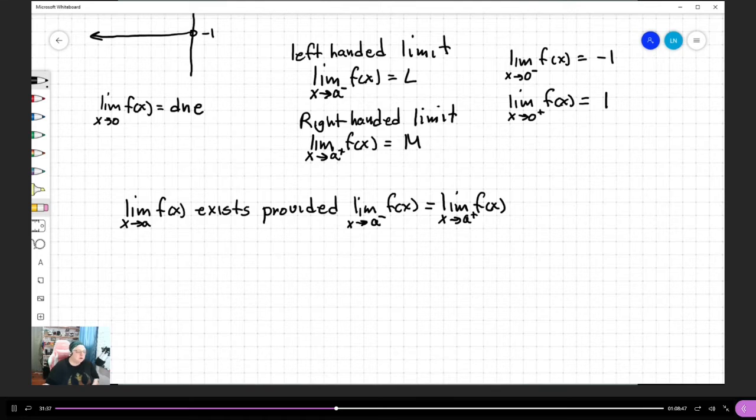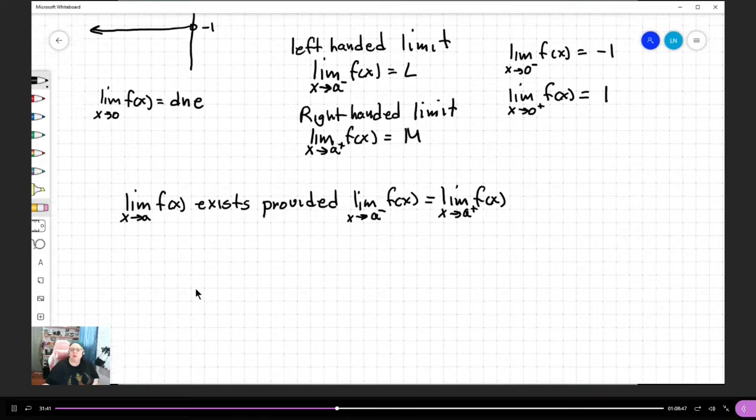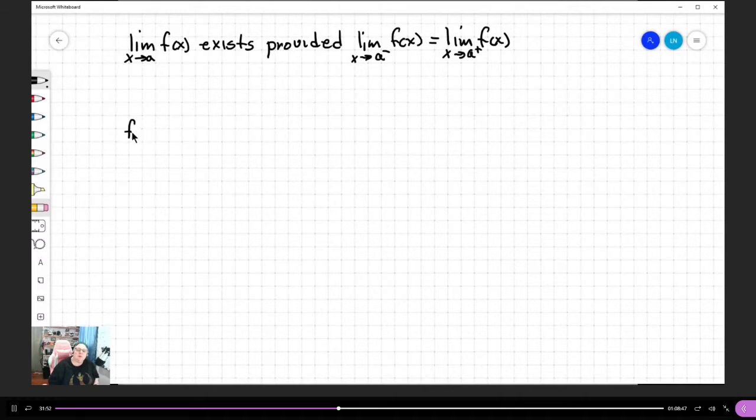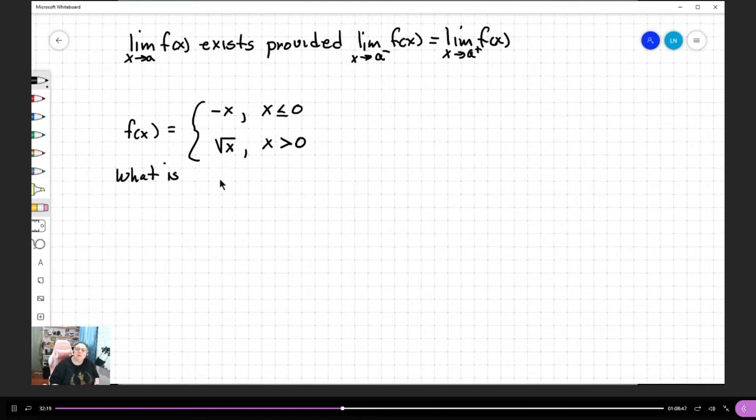Okay. So when you look at a function and you want to determine whether the limit exists, there's a nice little example here that we did. This is another one that we did in class the other day, which was f of x is negative x if x is less than or equal to 0, and it's equal to the square root of x if x is greater than 0. All right, so now what is the limit as x approaches 0 of f of x? Does it exist? If it exists, what is it?